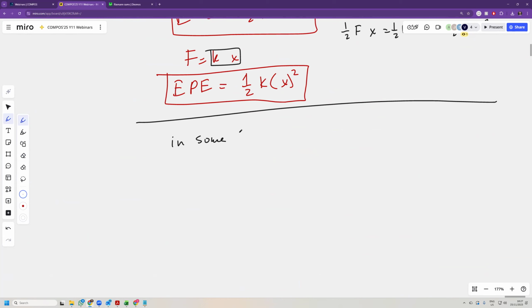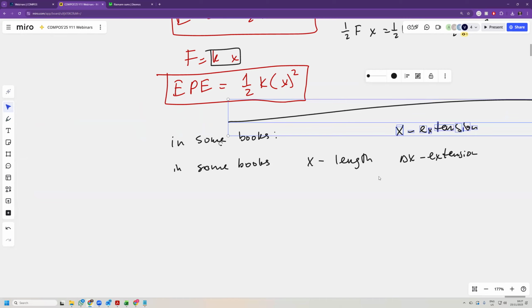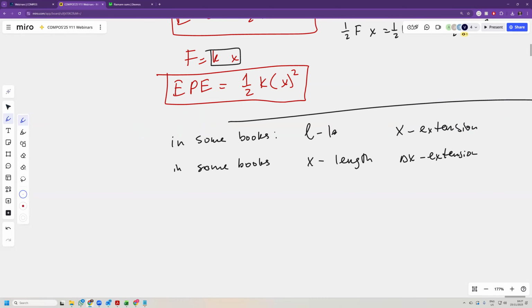In some books, x is extension, and in some books, x is length, and delta x is extension. And L is length, and x is extension. So extension can be written down as x or as delta x. Both are correct. So you just need to choose the one that you like and you use it.